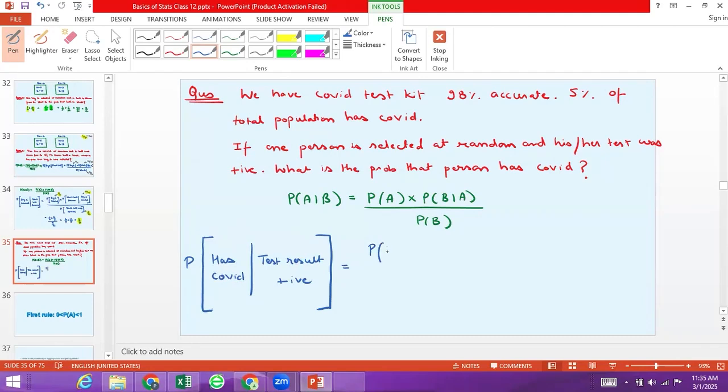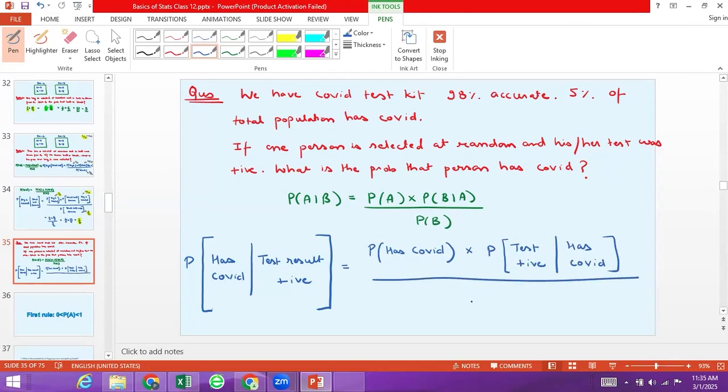What is the probability of A now? The probability of having COVID. We need to write it in words first, right? What is B given A? The probability of a positive test, given that someone has COVID, multiplied by the probability of having COVID, divided by the probability that the test result is positive.